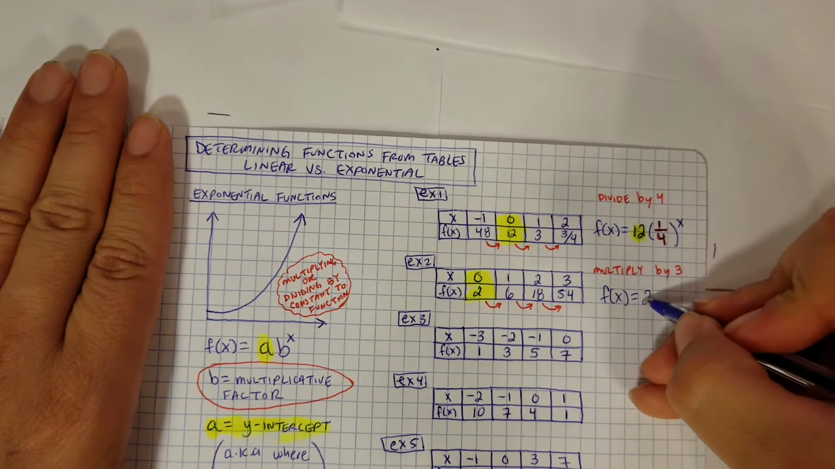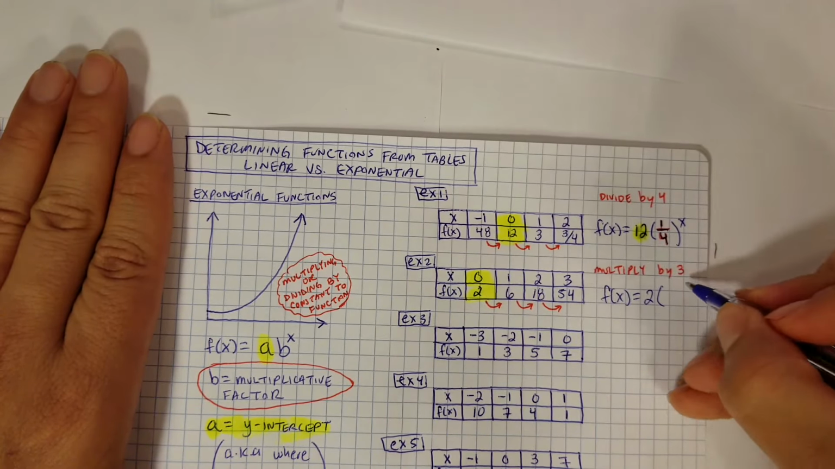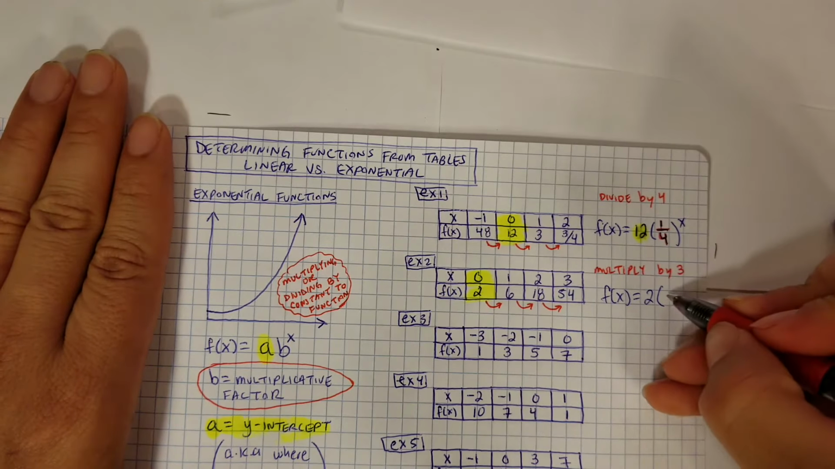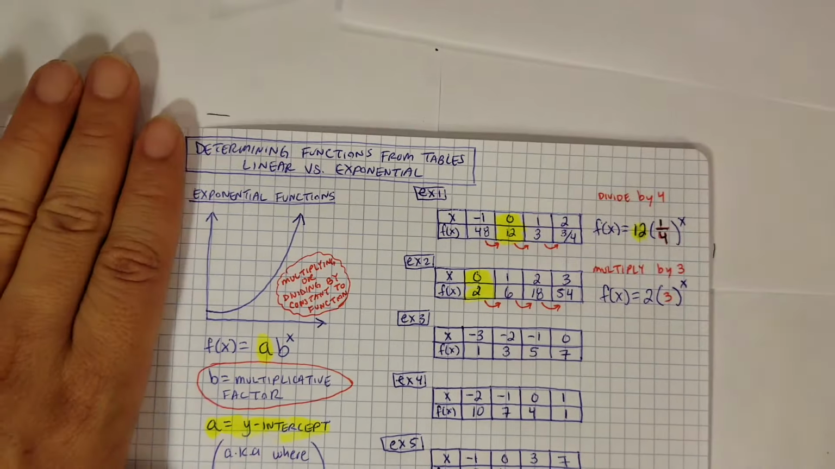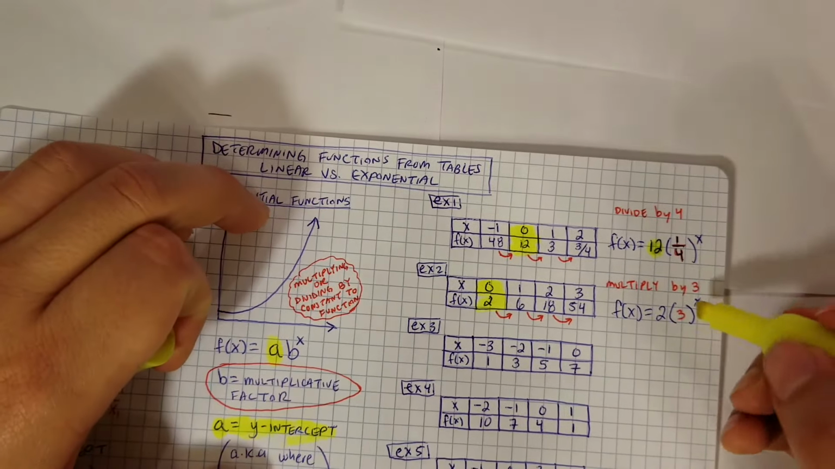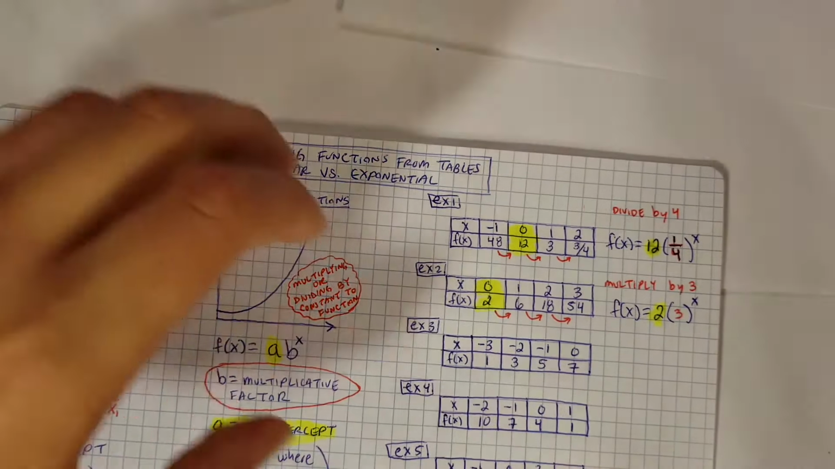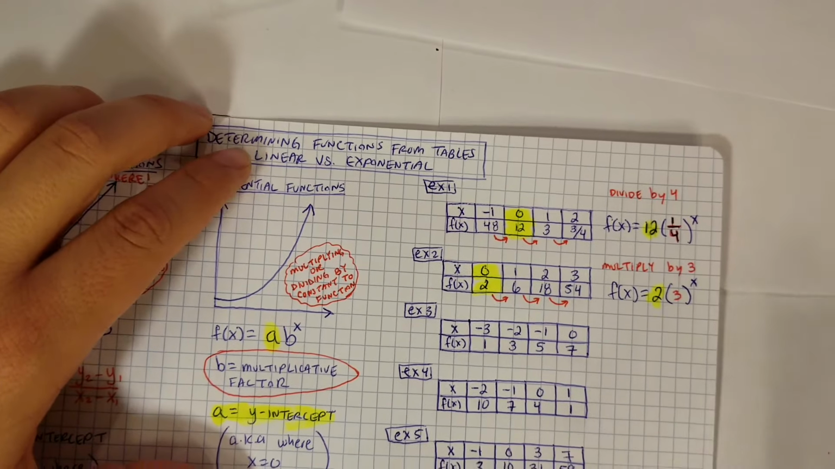A would be equal to 2. B would be equal to multiplication by 3. So I'm going to actually straight up write 3. And that'll be to the power of x. So it's going to be 2 times 3 to the power of x as my final function relationship.